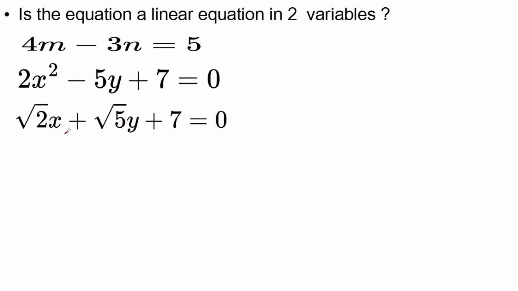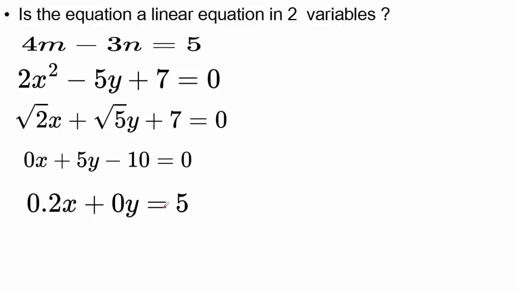Root 2 x plus root 5 y plus 7 equal to 0. In this equation, x and y are two variables. The degree of root 2 x is 1, the degree of root 5 y is 1, and hence it is a linear equation in two variables. 0x plus 5y minus 10 equal to 0. Here x and y are two variables. The degree of the term 0x is 1, the degree of the term 5y is 1, and both the coefficients are not 0 simultaneously because the coefficient of y is non-zero. Hence it is a linear equation.